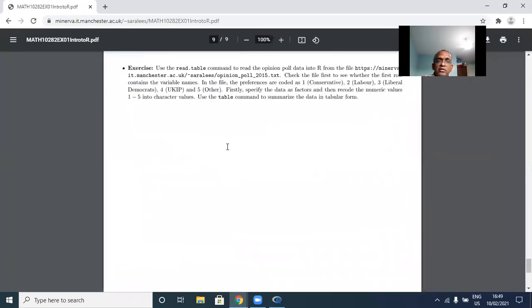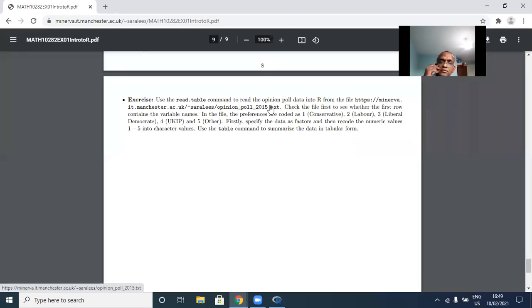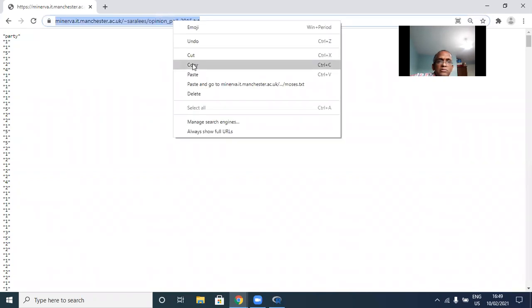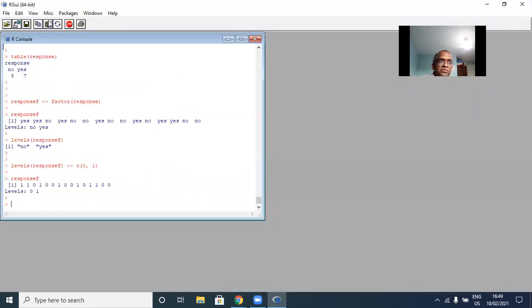So if you go back to the tutorial sheet and the very last page, it's saying that you read the data from this file, which is this one. So here, what you have is a party data set, and there are 5 different digits, 1, 2, 3, 4, or 5. And these 5 different digits correspond to 5 different parties, right? And the question is asking you to read the data first, which I'm going to do right now. So let me read the data, right?